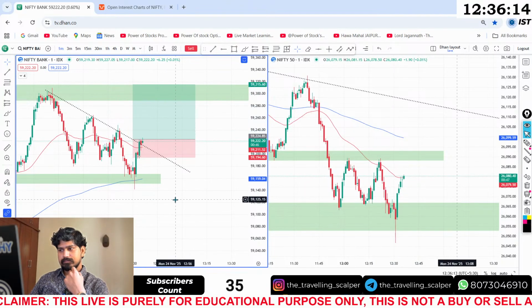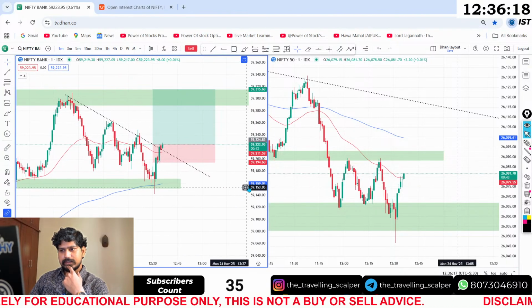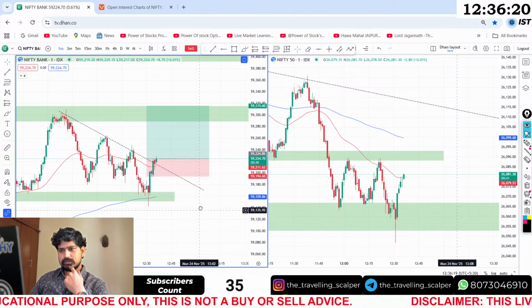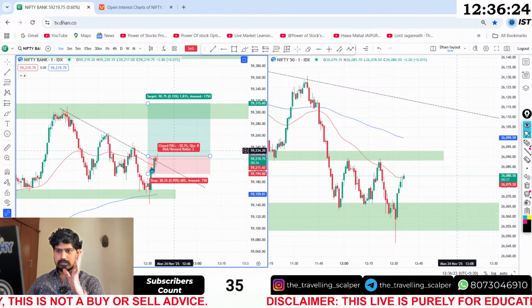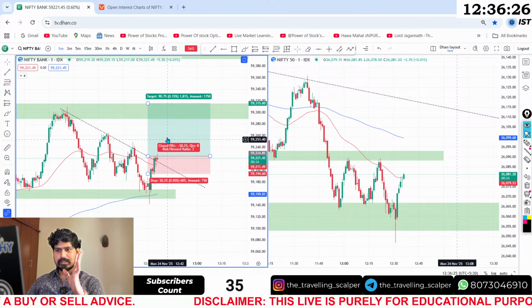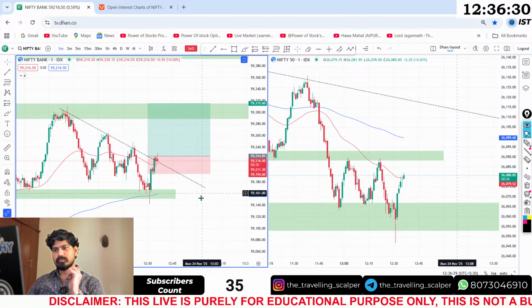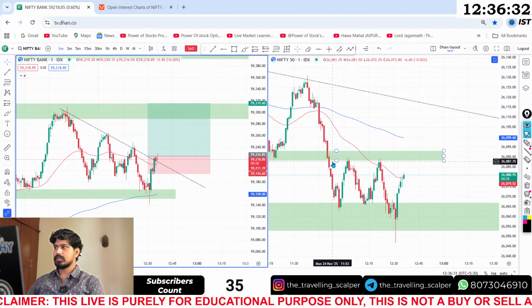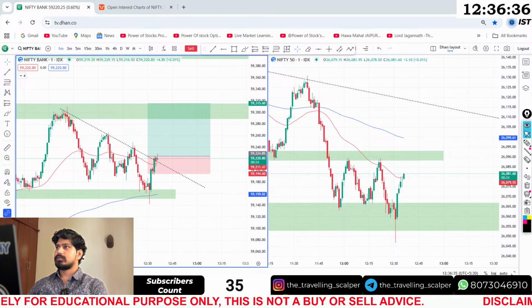Okay, so let's see. Proper, this is a high probability trade, so there is no problem if you don't take a stop loss here. We are into this trade, guys. Okay, so this is a 30 point SL and 90 points target, which is 1:3. So very fast momentum should come. This is what is my expectation. So let's see what exactly will happen.